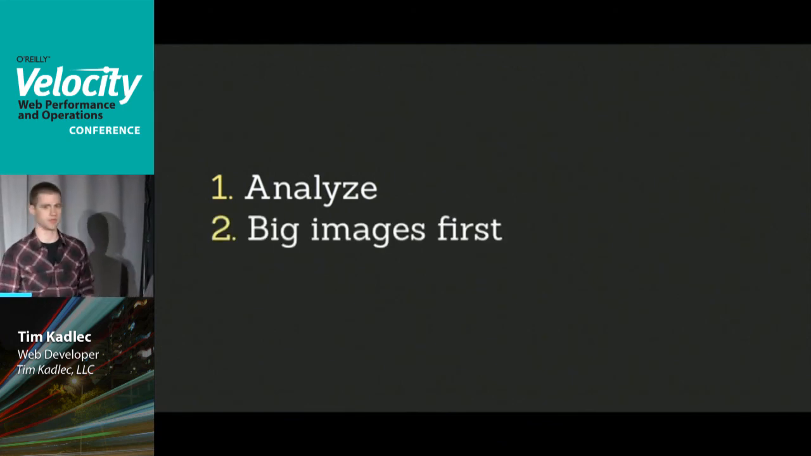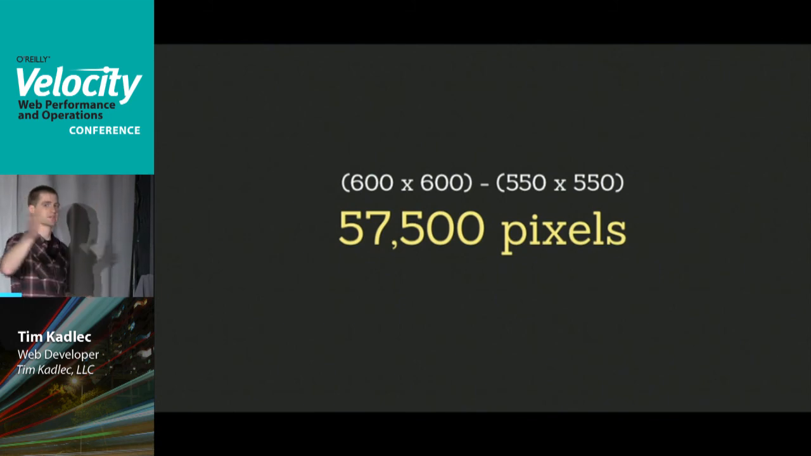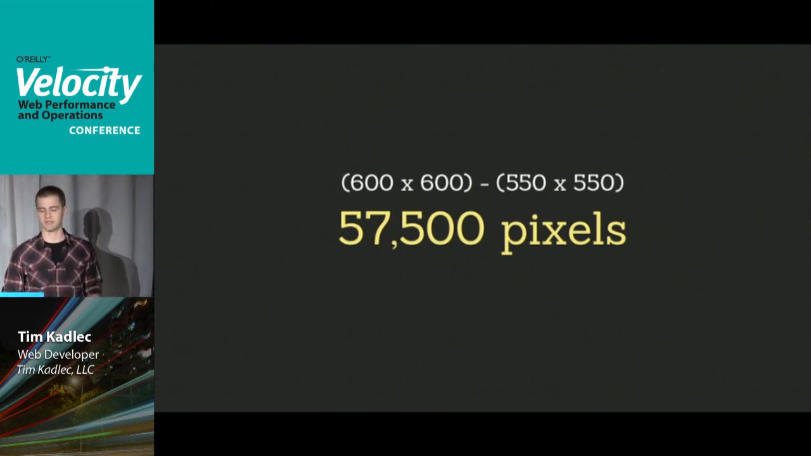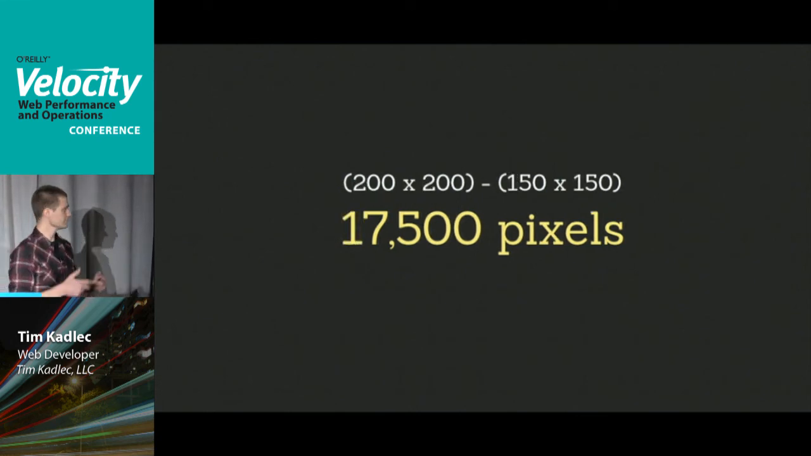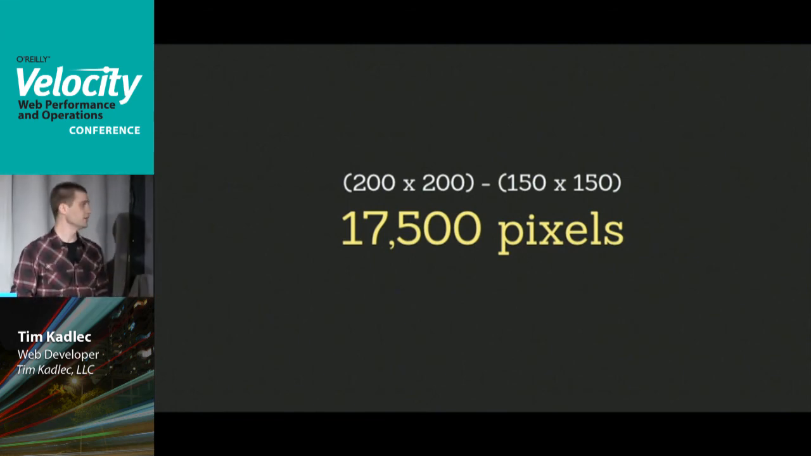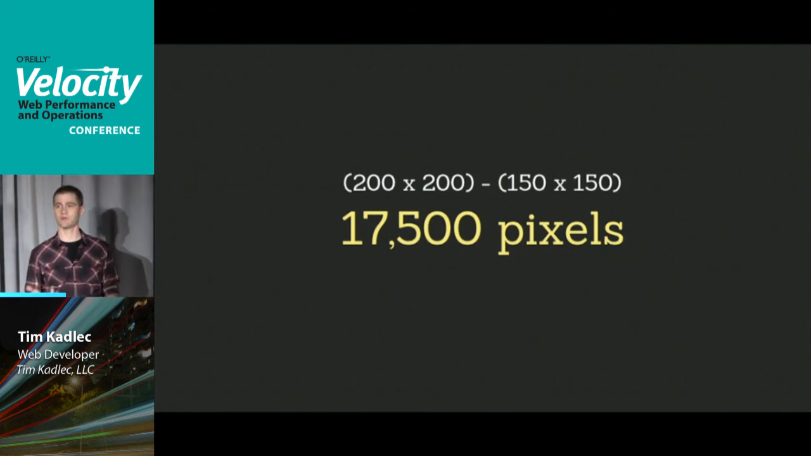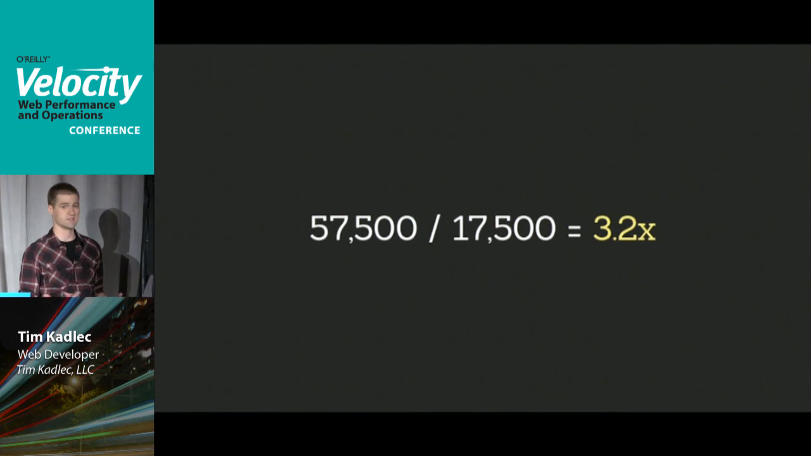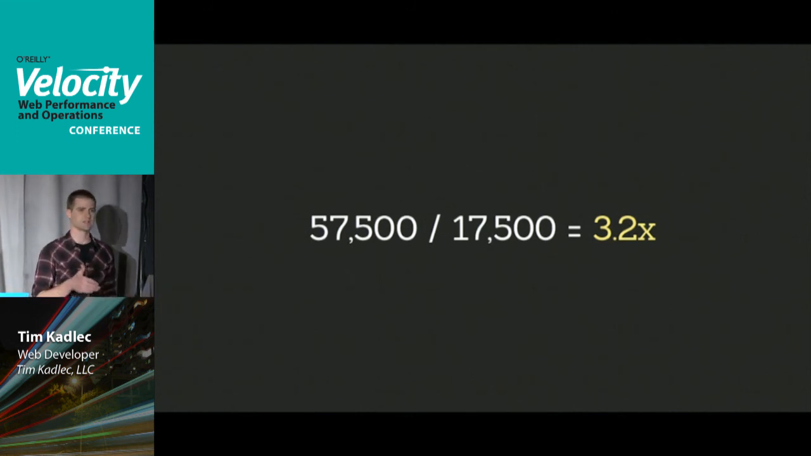This gets back to that pixel thing we were talking about, where you take the 50 pixel scale-down of a 600 pixel image, 57,500 wasted pixels. The same 50 pixel scale-down of a 200 pixel image is significantly less sitting there in memory. So if you're only going to hit some things, hit those big images and knock those out of the park. Because you're talking about a 3.2 times difference in terms of optimizing the large image for 50 pixels versus the small image. So really focus on finding a solution for those things.